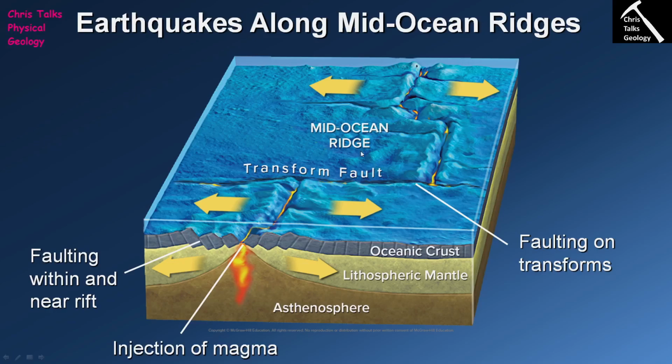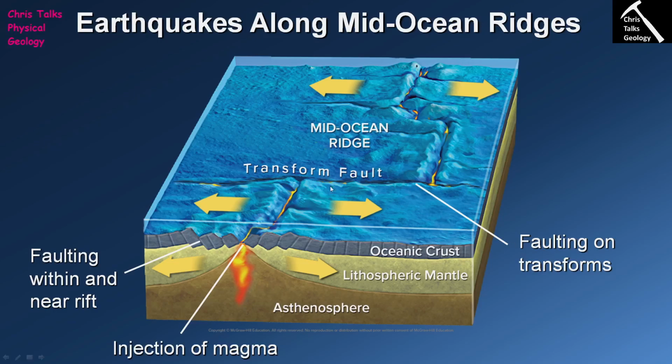Because if these two blocks of rock were connected to each other, that would obviously make it impossible, wouldn't it? You couldn't have this block going that way and that block going that way if the fault didn't exist. So we need to have a transform fault here to allow these pieces of crust to move past each other.